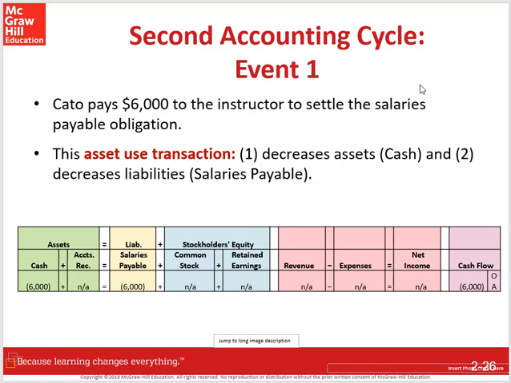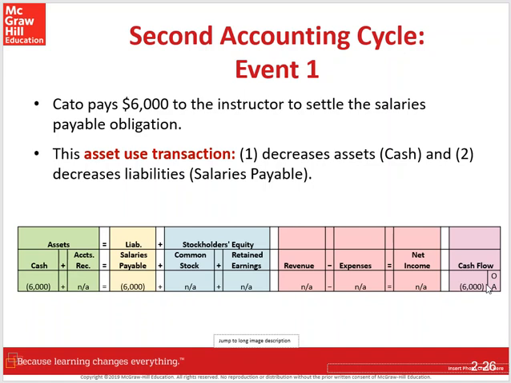So it's the beginning of our second year. And if you remember at the end of year one, we had accrued $6,000 in salaries. And now we're actually going to pay those salaries. So now we're paying off the accrual from the previous period. So Cato pays $6,000 to the instructors to settle the salaries payable obligation. So cash is going down and salaries payable is going down. So both sides of the equation are going down. It's an asset use transaction. And then our cash flow is OA. When we pay our employees, whether it's on time, early, or in this case, after the fact, it's OA.